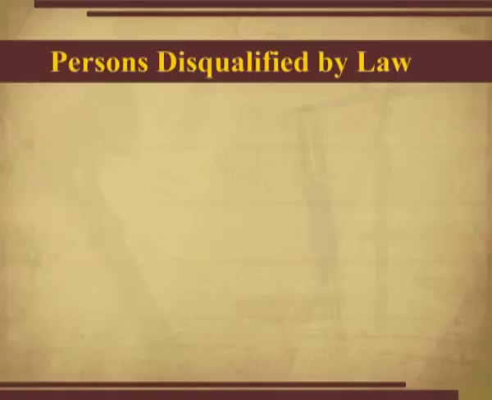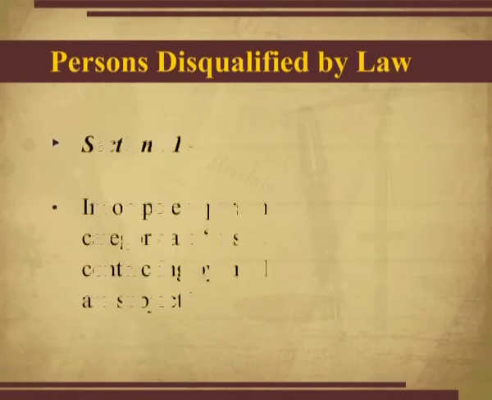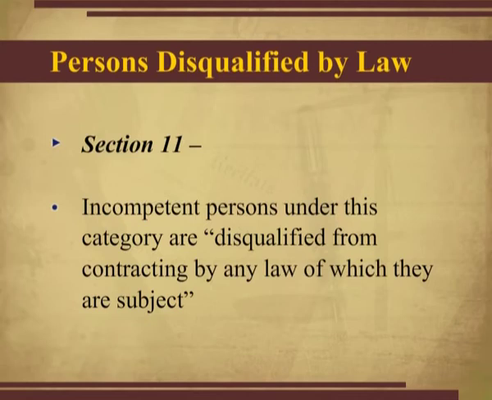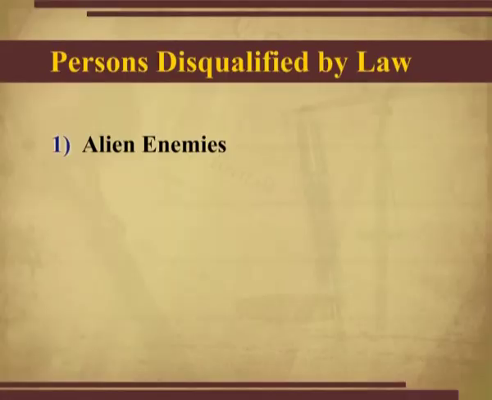All agreements entered into by persons of unsound mind are absolutely void and inoperative against them, but these persons can derive benefits under such agreements. The third category is the persons disqualified by law. According to section 11, incompetent persons under the third category are disqualified from contracting by any law to which they are subject. The persons who come under this category are, first one, alien enemies.